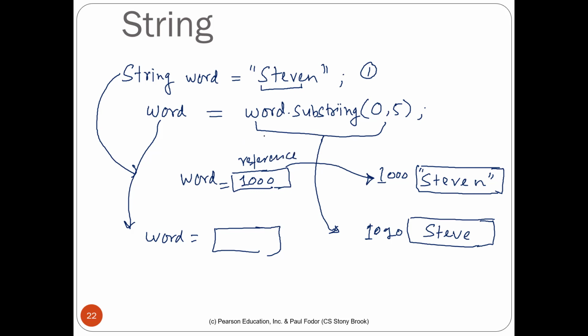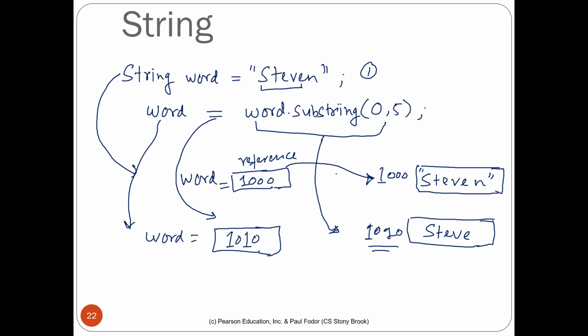Now in the second statement, when you said word dot substring 0, 5, it created another string which is a substring of Steven and stored that at 1010. Because of this assignment, the address that you stored in word, which was referring to Steven, would be overwritten by the new address, which is 1010. So if you print word, you will see Steve being printed out, but that does not mean that you changed Steven. What you changed was just the address.